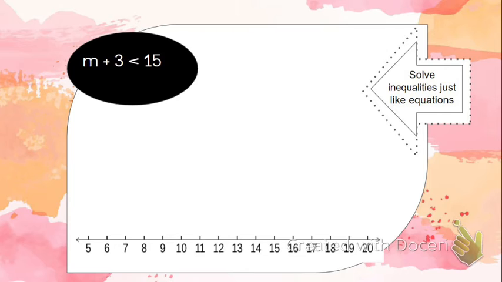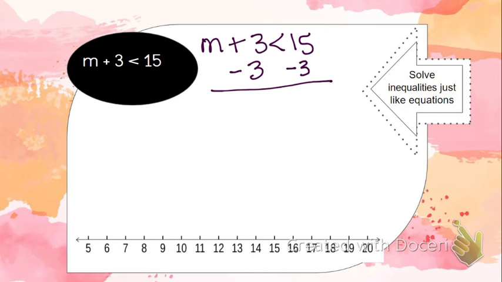So if I have m plus 3 is less than 15, we solve it just like the equation. What is happening to m here? I'm adding 3. So what's the opposite of adding 3? Subtracting 3. And whatever I do to one side of the equal sign, I do to the other. 3 minus 3 cancel each other. I'm left with m is less than 15 minus 3, which is 12. M is less than 12. That means m is not going to equal 12, but m can be any number over here.